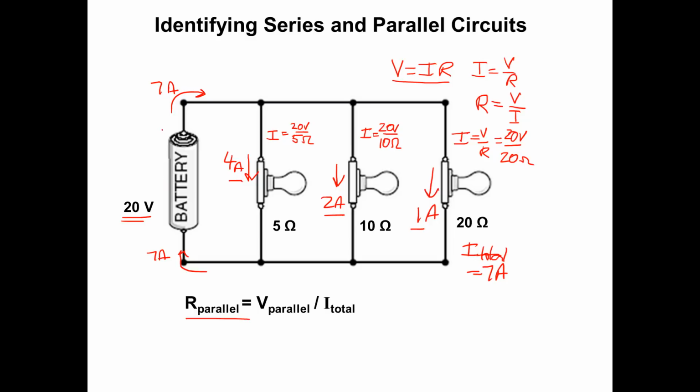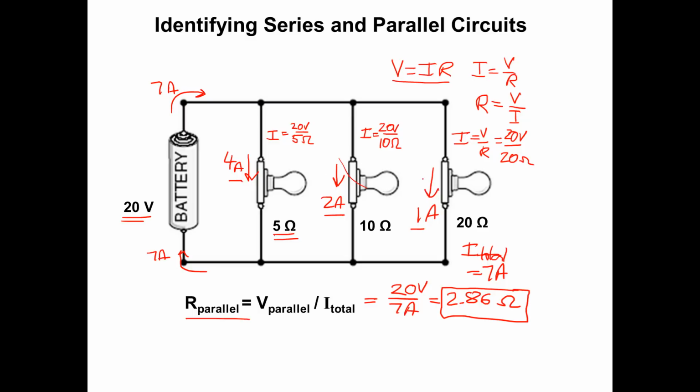Let's take a look at the equivalent resistance, if you want the fancy word for it, of this parallel circuit. So I have 20 volts divided by 7 amps. Let's put that in the calculator. And I get a value of something around 2.86 ohms. Something about a parallel circuit is that the value of the overall resistance will always be less than the lowest parallel value.